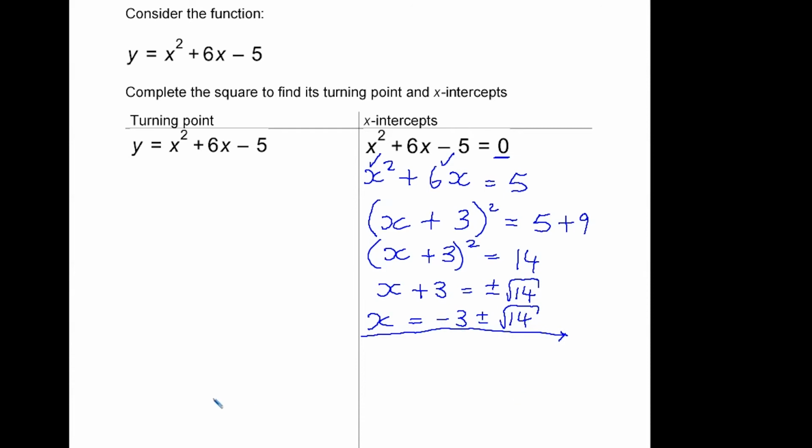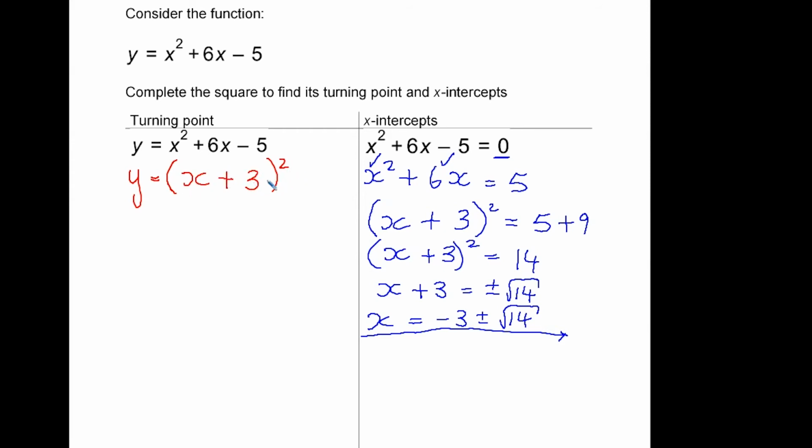Right, let's now look at a similar question, but what we're now going to do is we're going to try and find the turning point of this parabola. So the big difference is that this was an equation. This is an expression for y. I'm going to again try and write it like something squared. I'm going to complete the square. And again, it's going to be x plus 3 all squared.